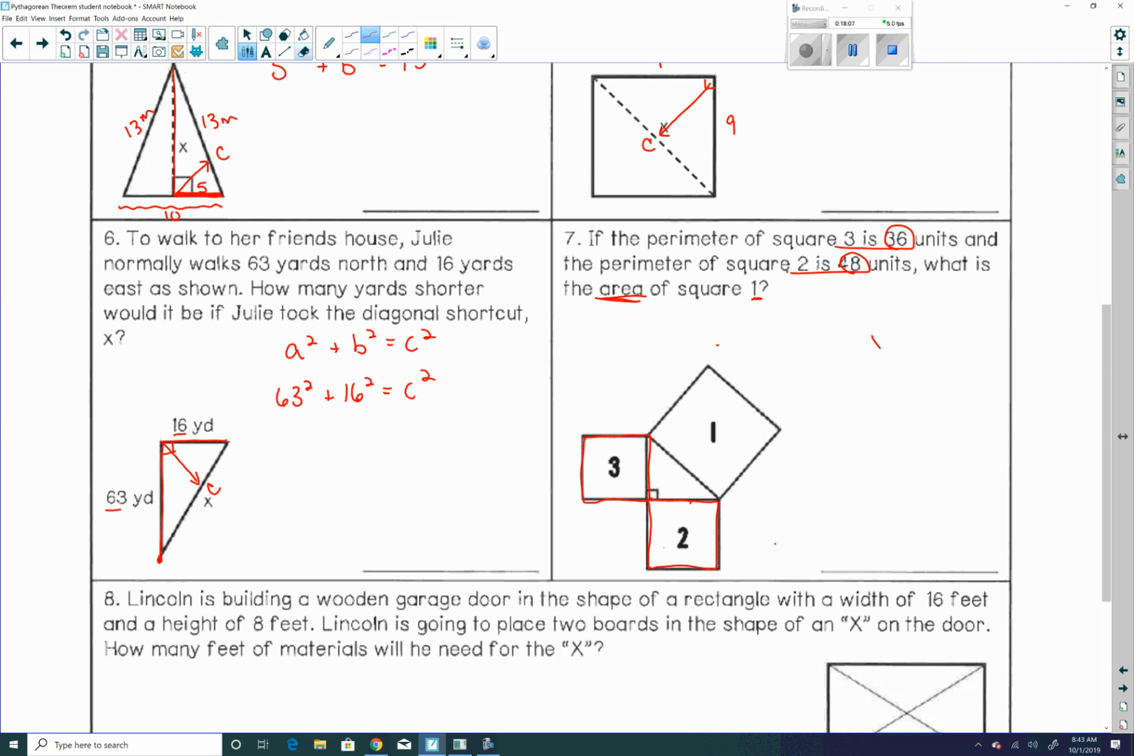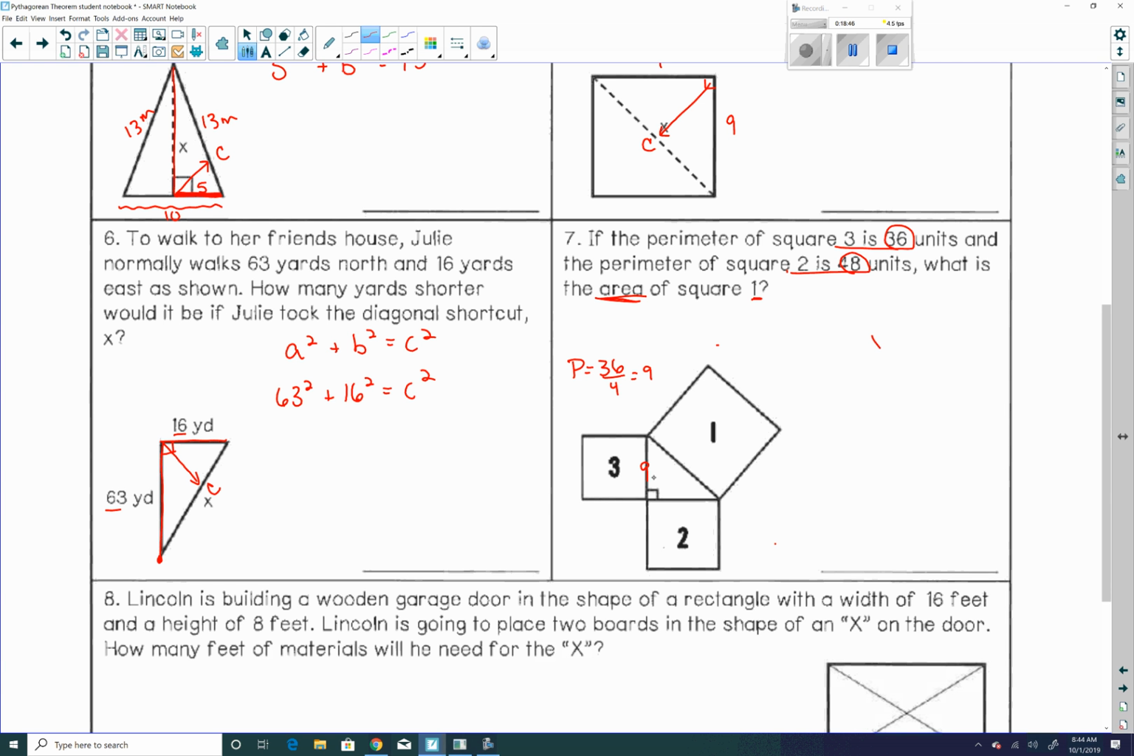Okay, so perimeter is the distance around. So if I know one of the side lengths, and a square is going to have all the same side lengths, it's going to be side plus side plus side plus side. So if I've got 36 as my perimeter, I'm going to divide that by 4. So 36 divided by 4 is going to give me one of the side lengths of this small square number 3. And 36 divided by 4 is 9. So I know this side is 9. It means all of the sides are 9 because 9 plus 9 plus 9 plus 9 is 36.